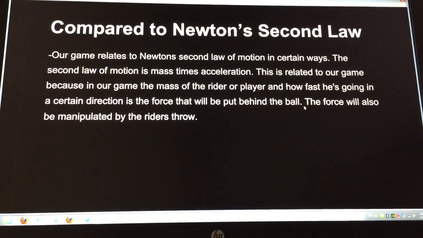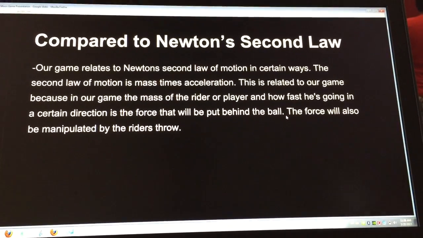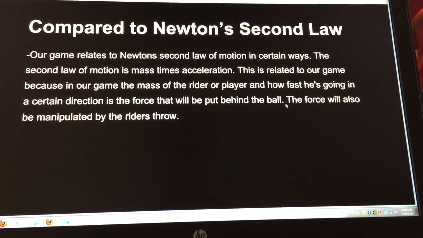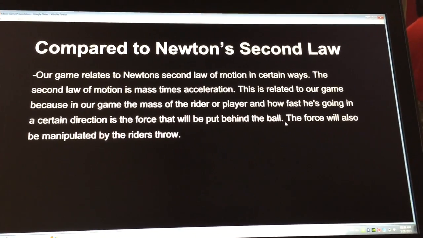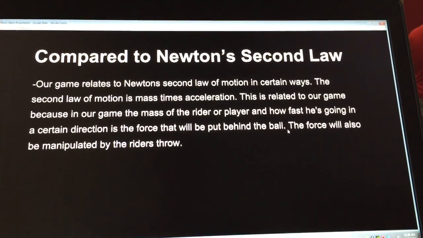Our game relates to Newton's second law of motion in certain ways. The second law of motion is mass times acceleration. This is related to our game because the mass of the rider or player and how fast he's going in a certain direction is the force that will be put behind the ball. The force will also be manipulated by the rider's throw.